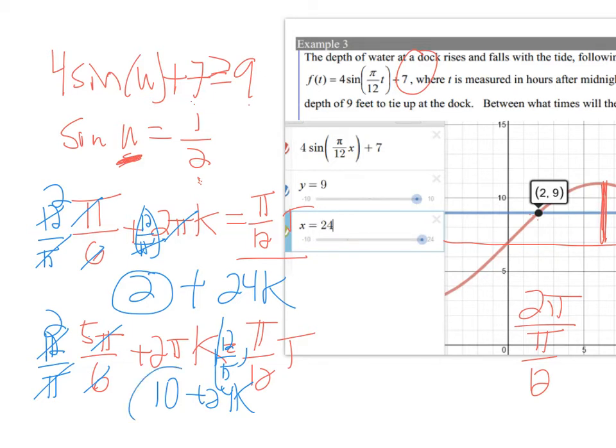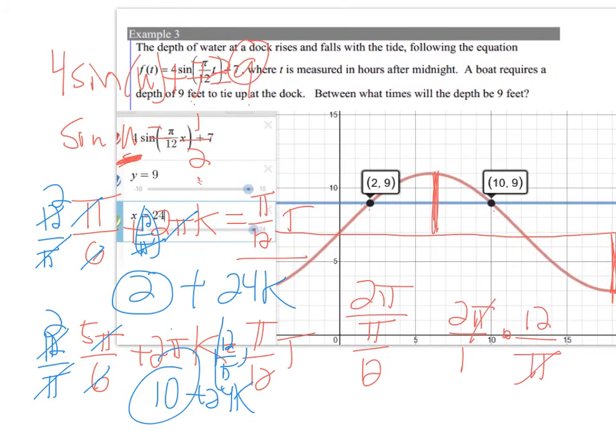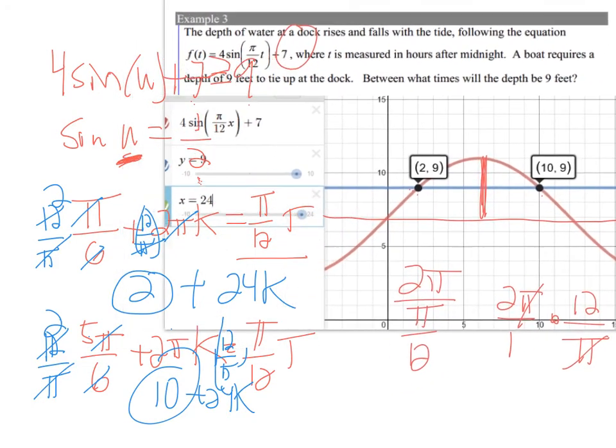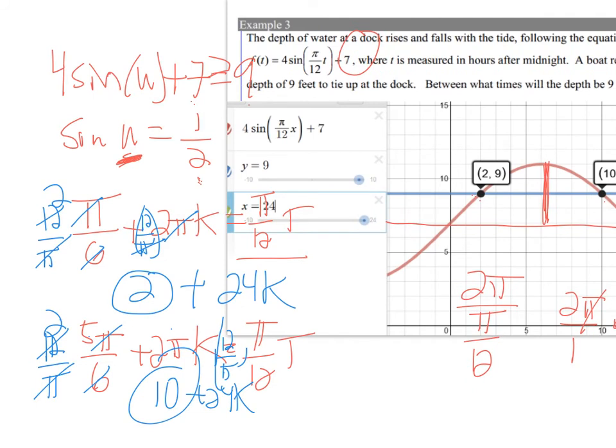So we can see that at 2 a.m. and then again at 10 a.m., the water will be that deep. So between 2 and 10, if we think about how the sine graph works here, we know that it's in between those 2 hours. I can go back and take a look at my graph. Yeah, 2 and 10. Good. So that confirms it. Okay.